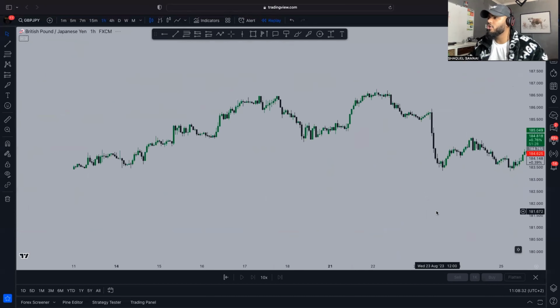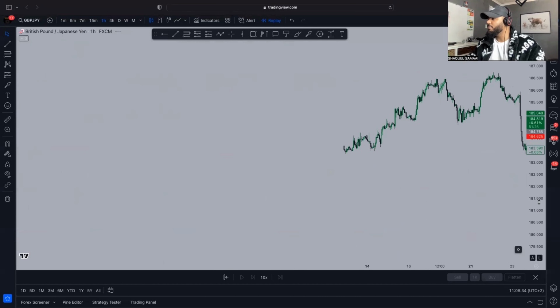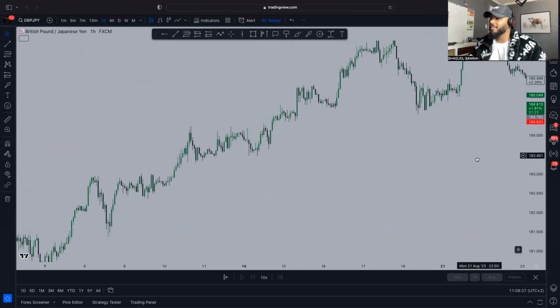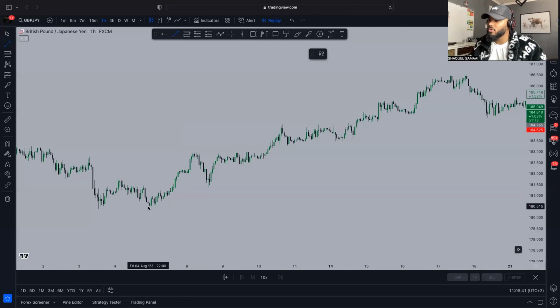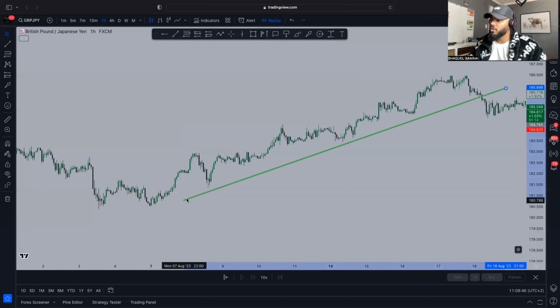Now, I need to find an example for you guys. Look at this, this is so beautiful. There was another example. Yes, look at this one. There was a nice, beautiful uptrend. Look at this one, this one is so clean. Oh, my word. See that? Check this out.